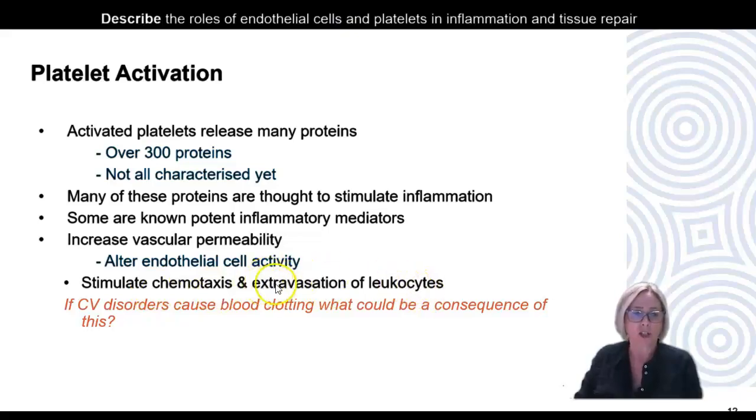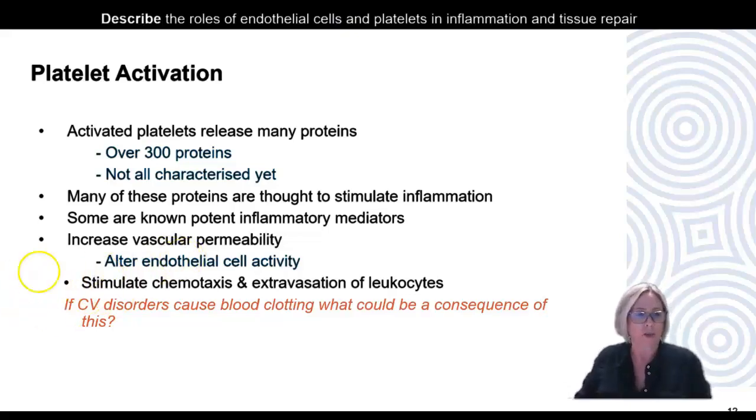And extravasation just describes the process of how white blood cells get out of blood vessels, due to this increased vascular permeability. They also stimulate chemotaxis. So these proteins will make these leukocytes more sticky, and they will facilitate their movement towards the damaged area via that chemotaxis, down that concentration gradient that might form from either damaged tissue or bacterial toxins or something else.